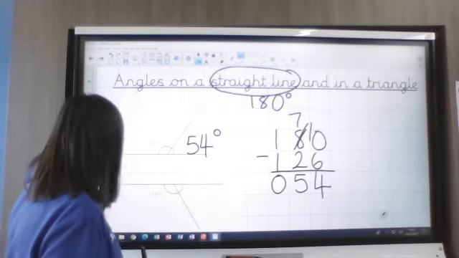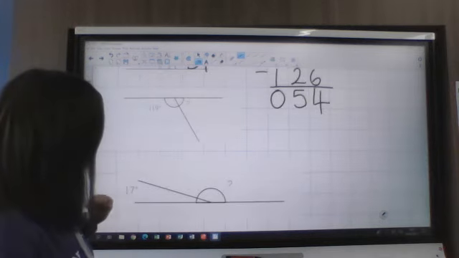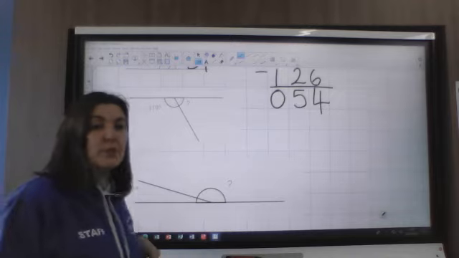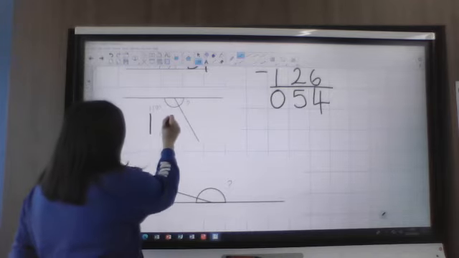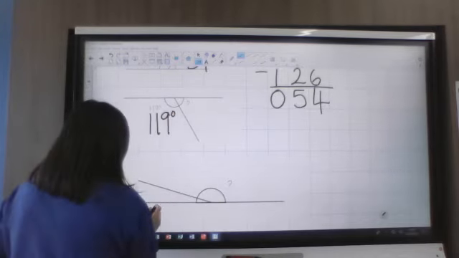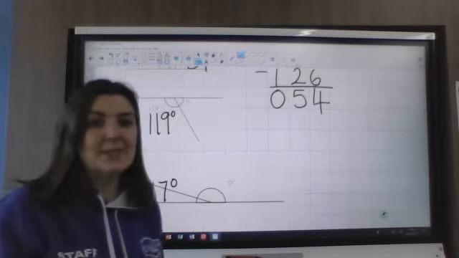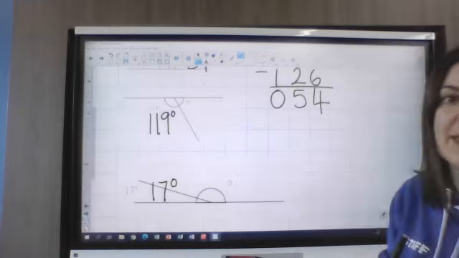So I want you to have a go at this one now. Have a little pause of the video. In fact, you could have a go at both of these two. So this one, you might not be able to see, sorry, is 119. And this one is 17. So all you need to do is take them away from 180.